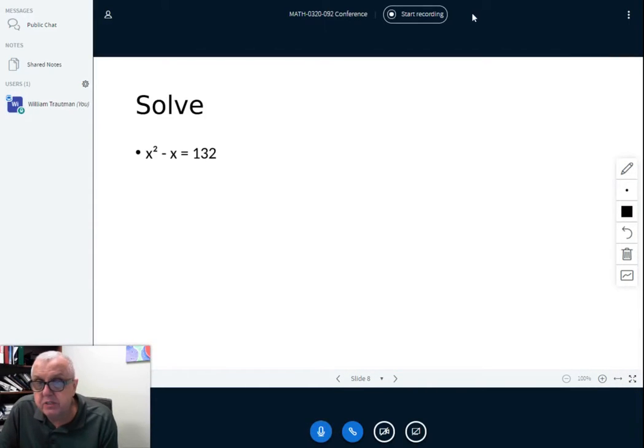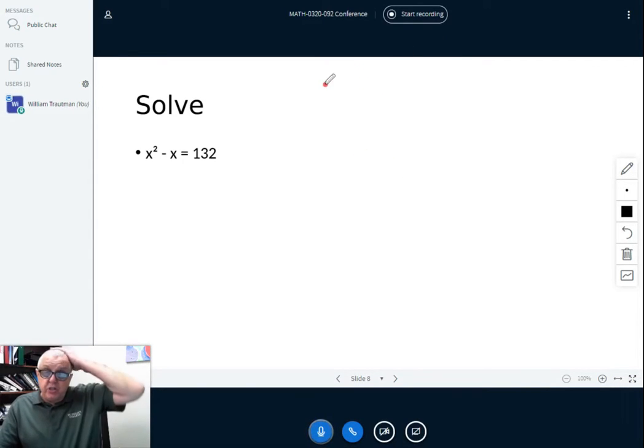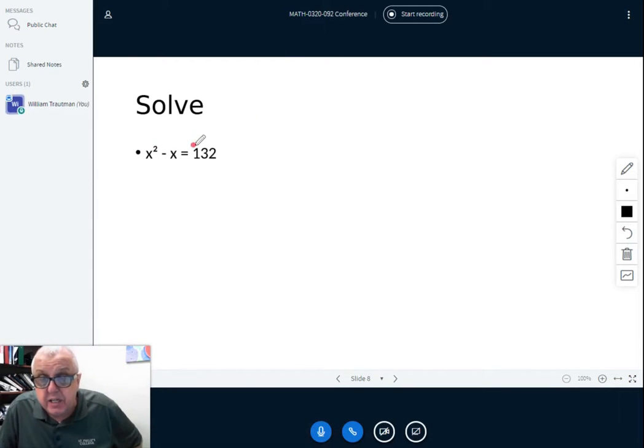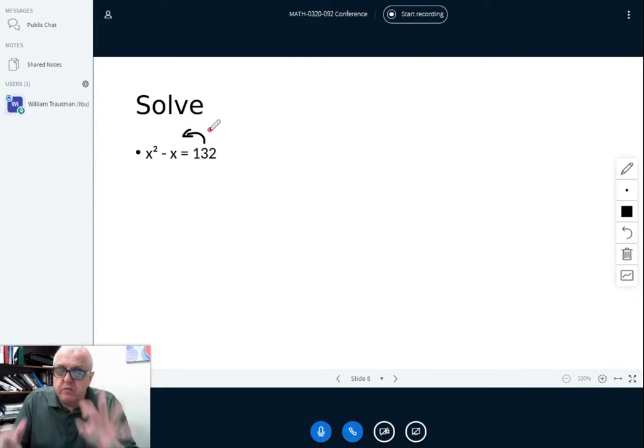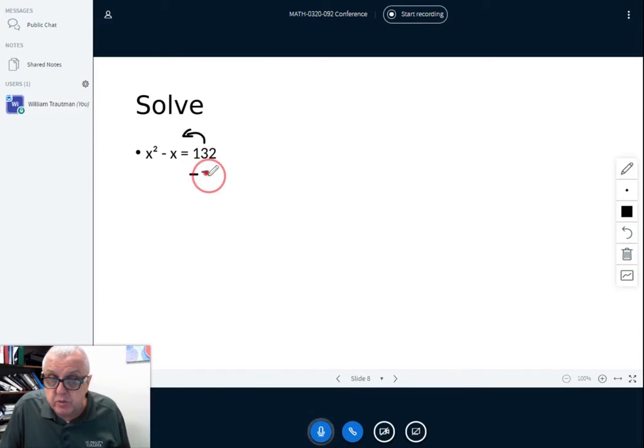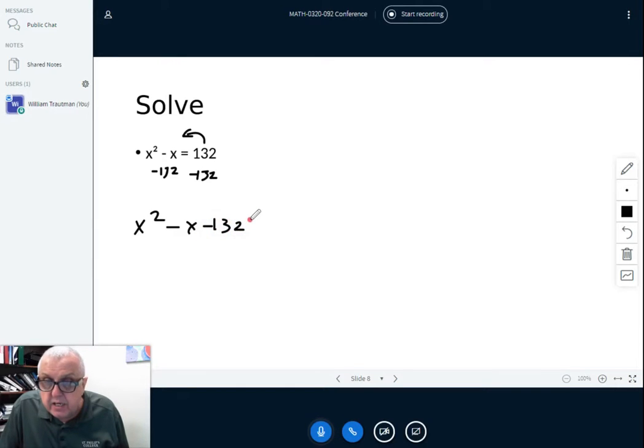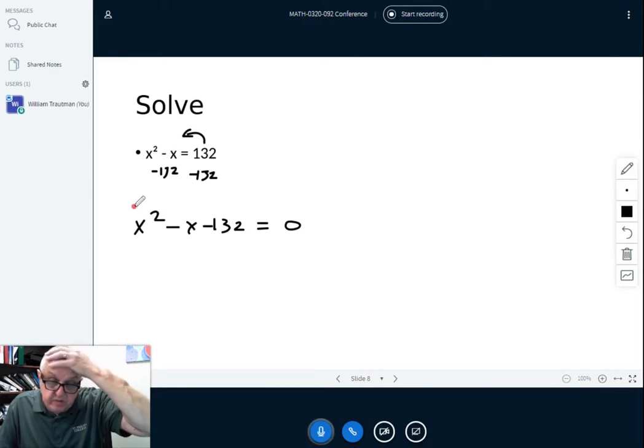All right, moving on. Let's solve this problem. In order to solve an x squared problem, everything has to be on the same side. So I want to move the 132 over to that side. It's a positive 132, so I'm going to minus 132 to both sides. When I do that, I get x squared minus x minus 132, and 132 minus 132 is 0.